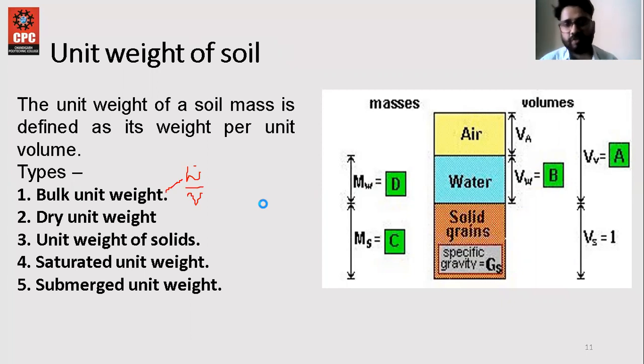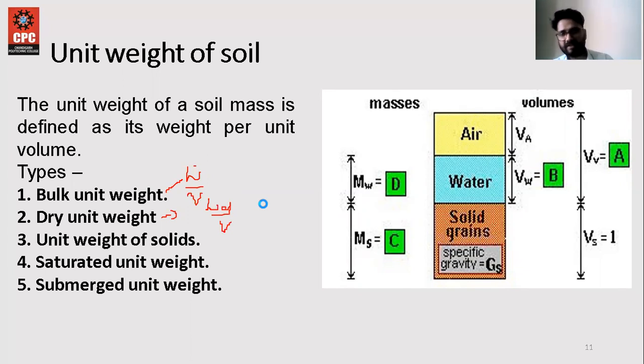So the next type is dry unit weight. The dry unit weight is the weight of solids per unit of the total volume of the soil mass. So in the case of dry unit weight, we are taking the weight of dry soil only. It means there should be no water content present in the soil. So Wd is the weight of the dry soil and V is the total volume of soil, and this ratio is known as dry unit weight.